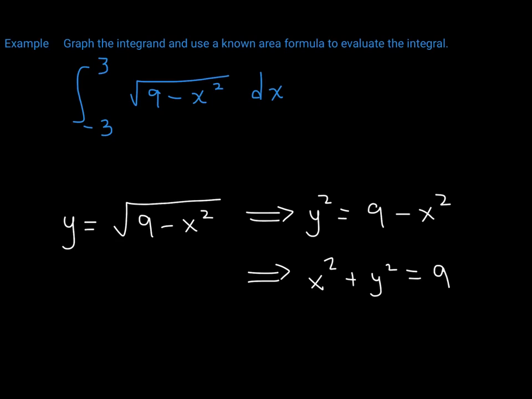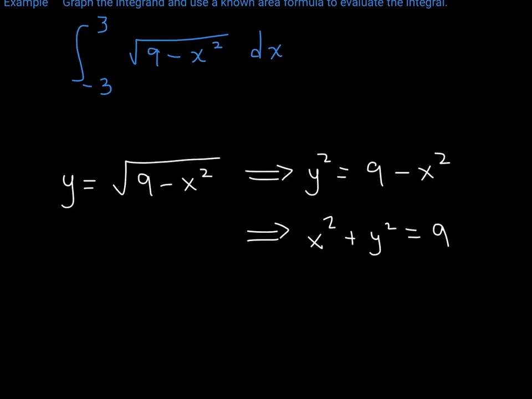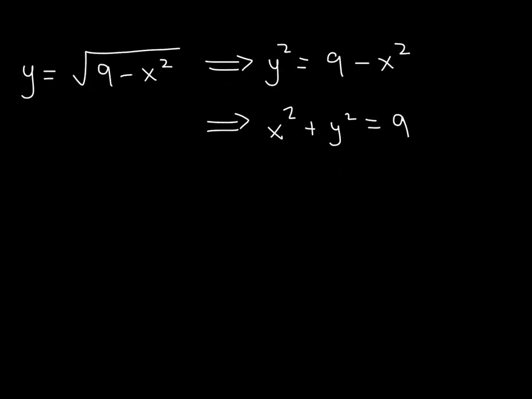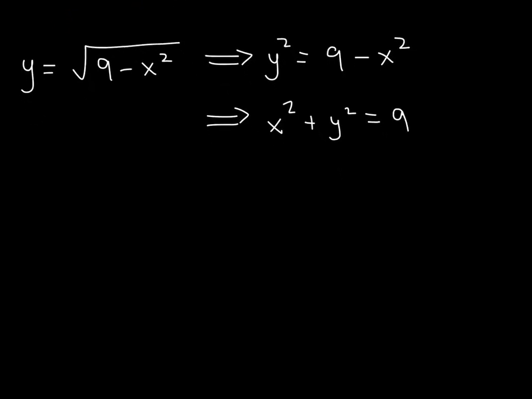And this is a circle whose center is at the origin, right? And whose radius is 3. But it's only the upper half, right? It's y equal to the positive square root, the principal square root. So it's only the upper half of that circle. So let's draw that now. All right. Radius is 3 units. Hopefully I can make this circle look half decent here.